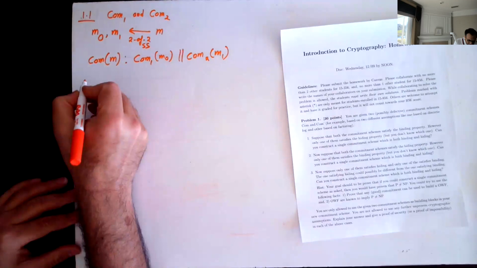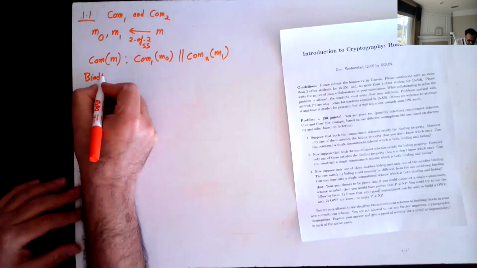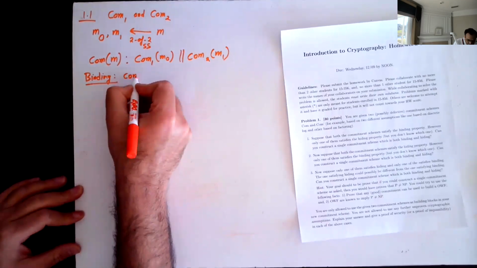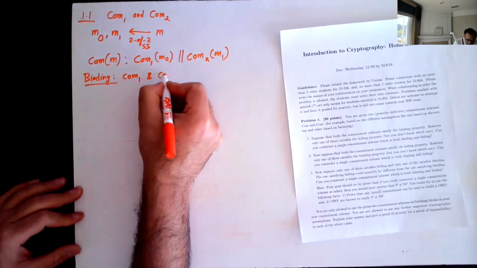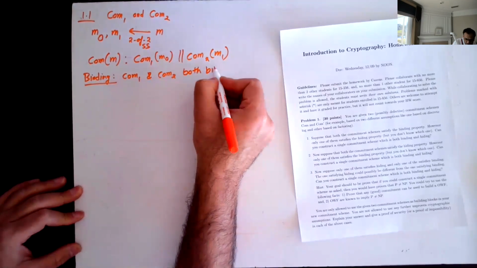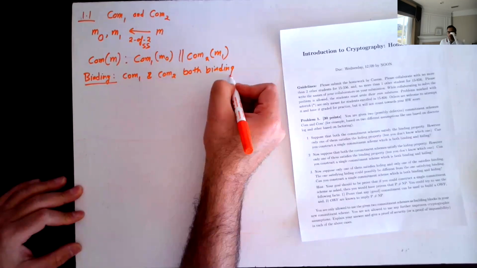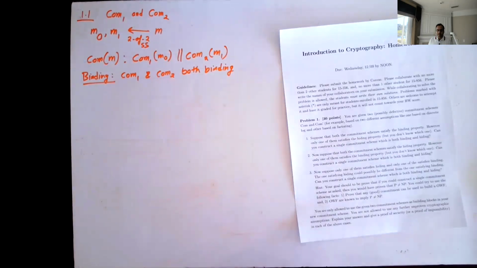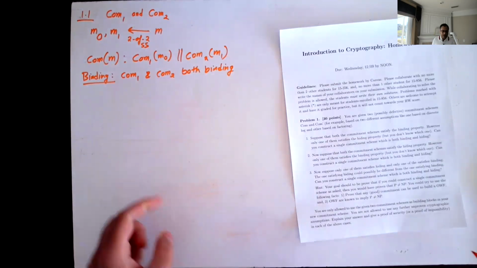So what about the binding property? This follows from the fact that COM1 and COM2, they are both binding. If they are both binding, that means that M0 and M1 are unique, it's fixed, which in turn means that M is also unique.